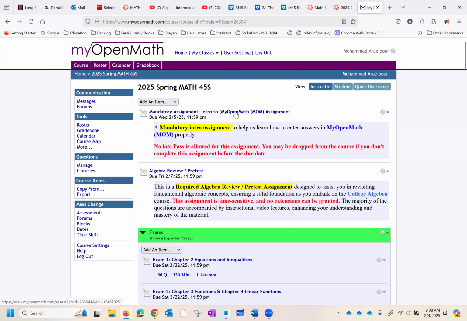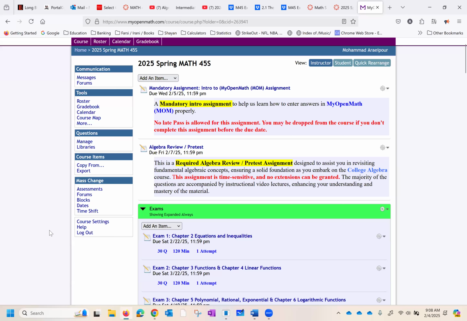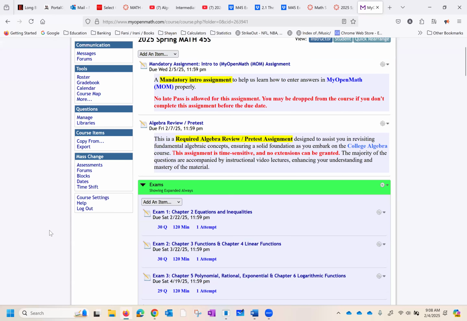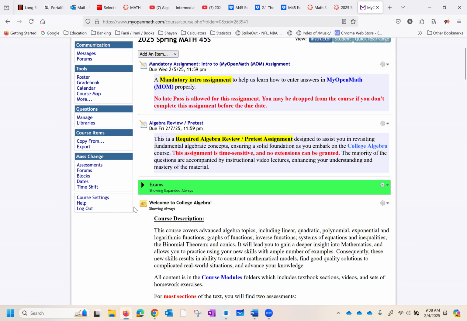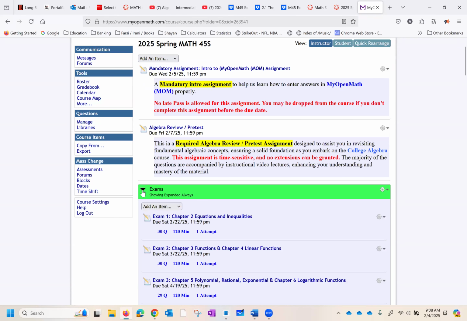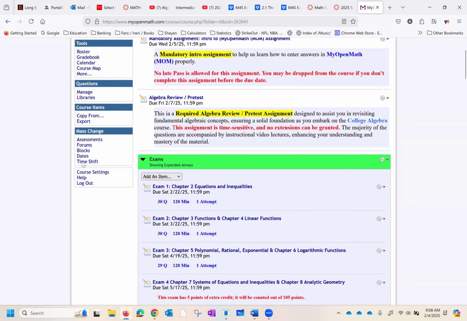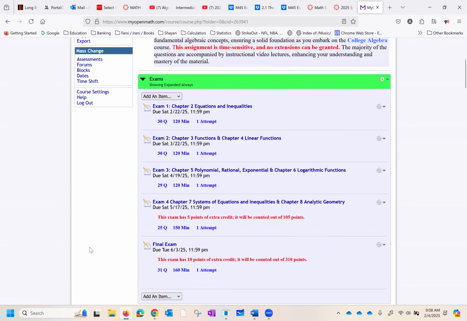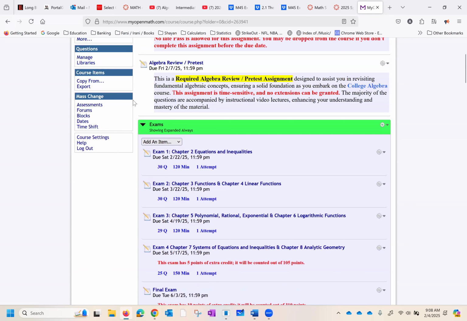At the very top, you see the introductory assignment to my OpenMath. And this has to be started today, and has to be done today. I'll go over that later on. The next one is algebra review. The next one is exams. This is expanded, I'm going to close it up. But the reason I put it at top is, when the time comes, I don't want anybody to have a hard time finding it.